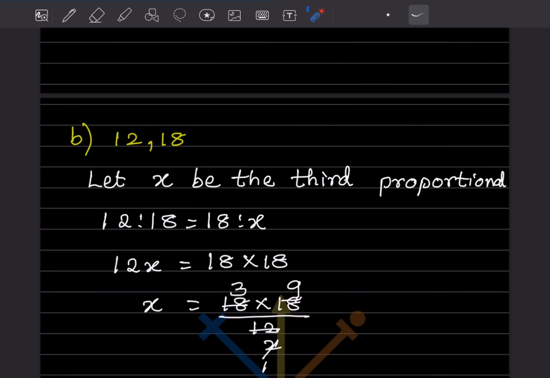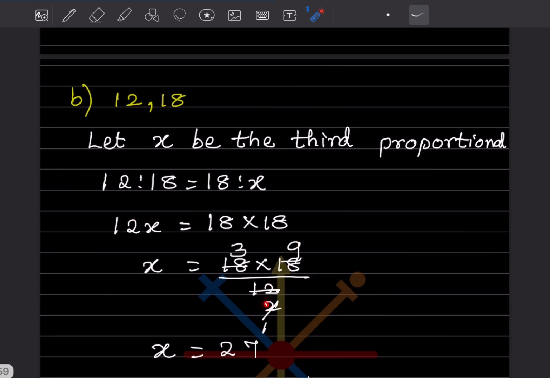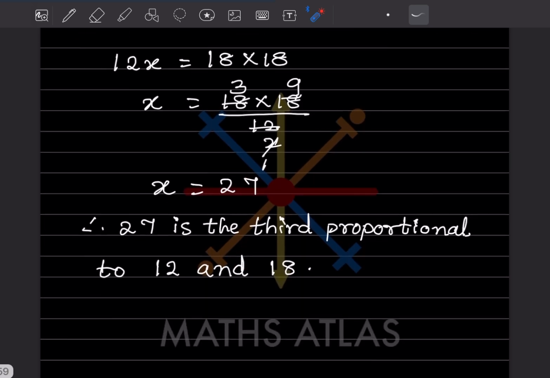So again here we will consider X as the third proportional. So 18 we are going to repeat it and this X will be here. Now product of extremes is equal to product of means. So 12x will be 18 into 18. So X is going to be 18 into 18 divided by 12. This goes with 6: 6 twos are 12 and 6 threes are 18. Again 2 ones are 2, 2 nines are 18. So this is going to be 27. So 27 is the third proportional to 12 and 18.